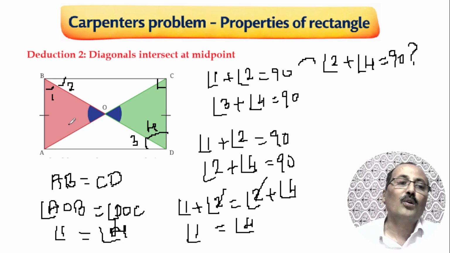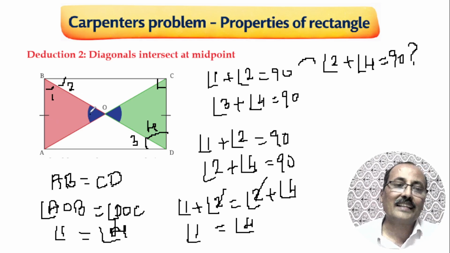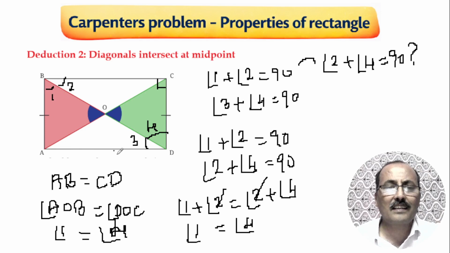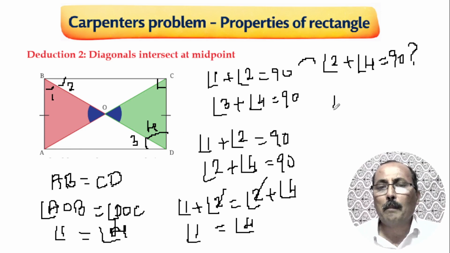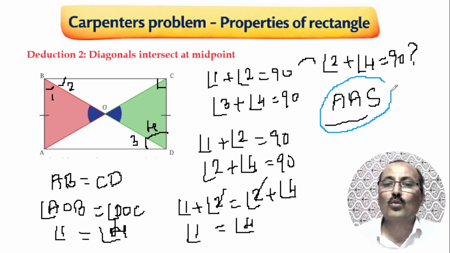Angle 4. So, AAS, we have to go like that. Yes, AAS is also a congruence rule. So, by AAS congruence, these two triangles are congruent.